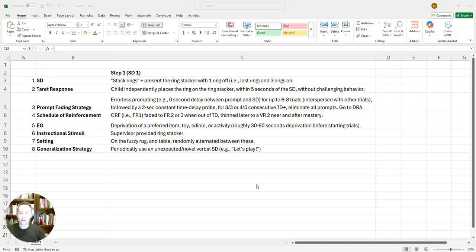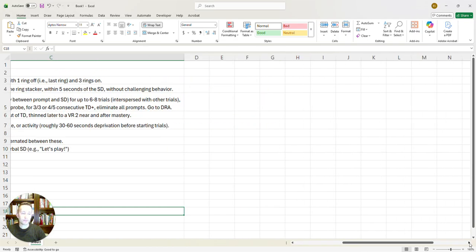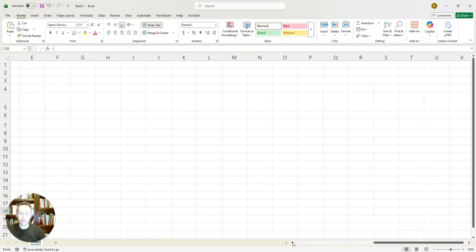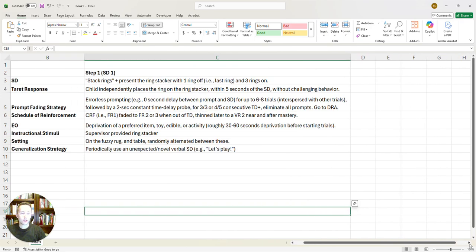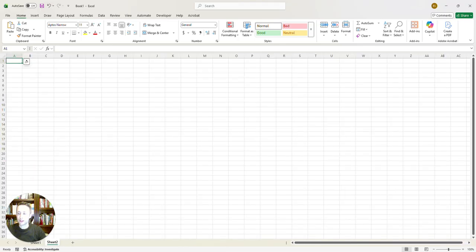Okay, so where do we go from here? Well, one thing we can do is graph a hypothetical set of data and talk about transition to step 2, or SD2, and what that would look like. Okay, so let's play with this a little bit. So I'm going to enter some data. Let's make a new sheet.